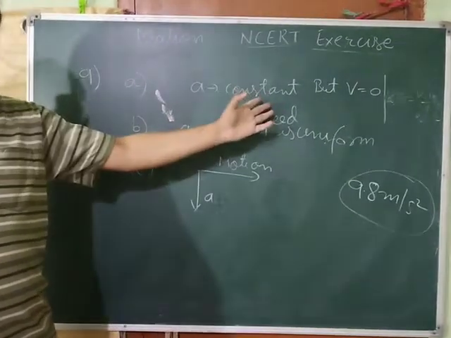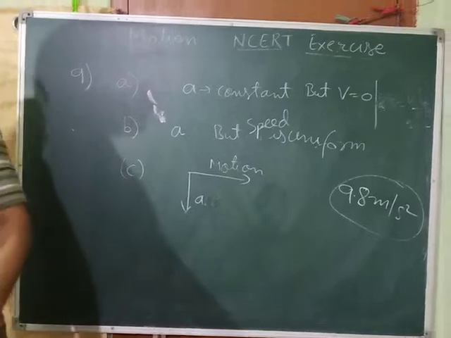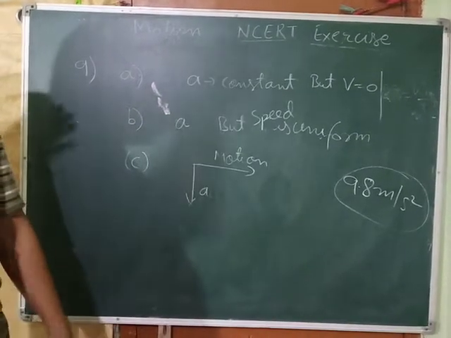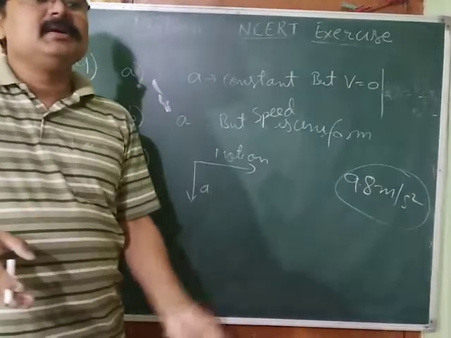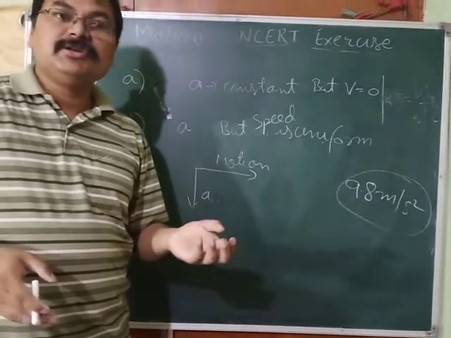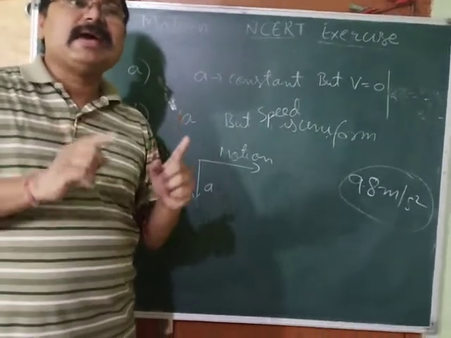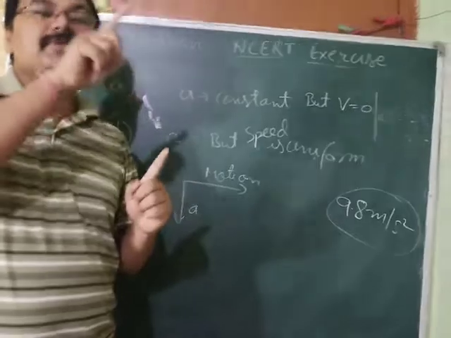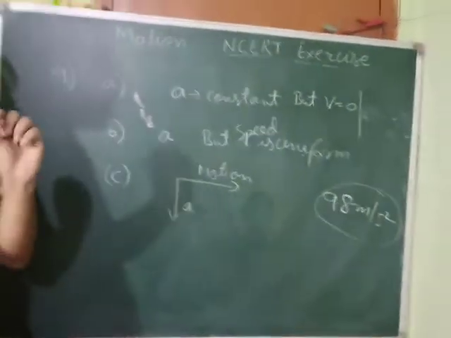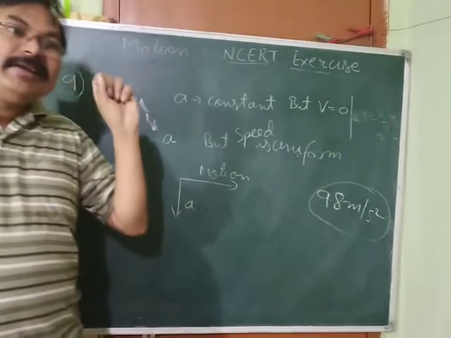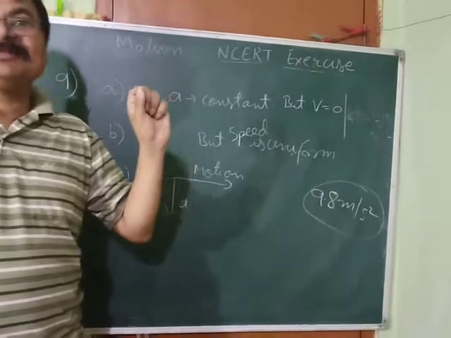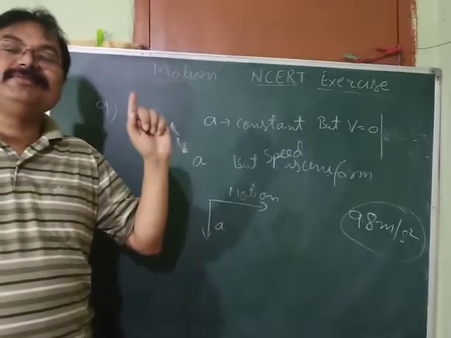So you can write the example for this. Yes, it is possible when a body is thrown in the upward direction and it is at its topmost position, then momentarily it comes to rest, so its velocity is 0.